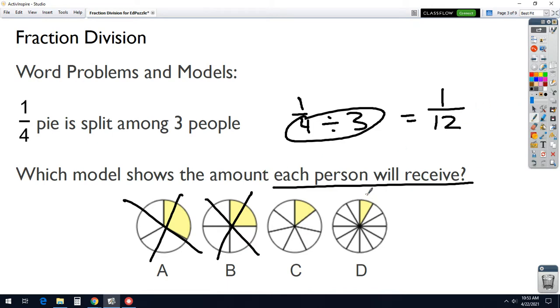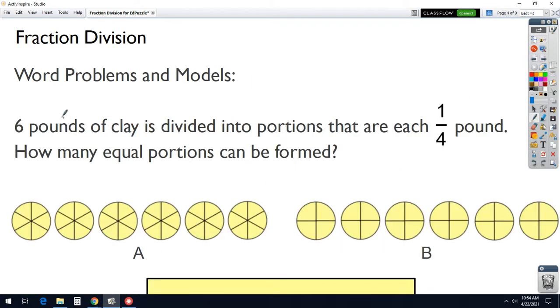Take a look at it. Well, if you actually look at choice D, there's the 1/4 that we started with. We broke it into 3 pieces, so this little sliver right there is 1/12, and that matches our algorithm answer too. What if we start with a whole number? We have 6 pounds of clay here. We're going to divide it into portions that are each 1/4 pound. So let's take a look. Which model would show 6 divided into fourths, A or B?